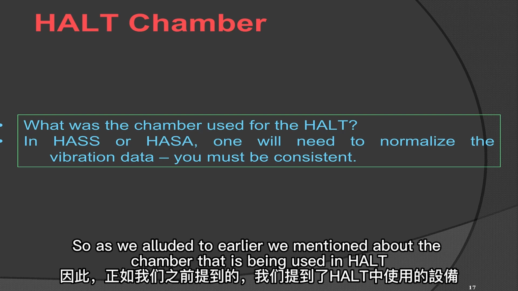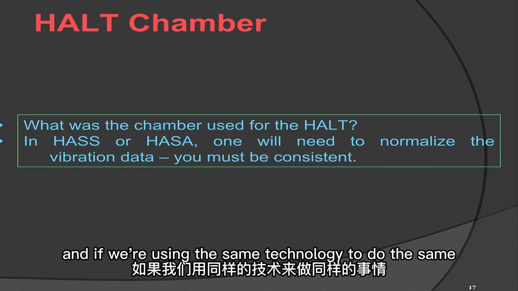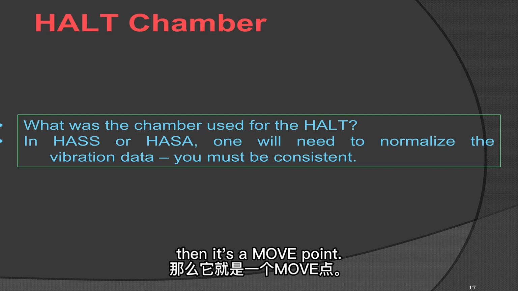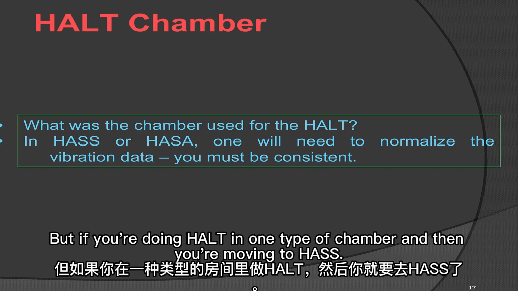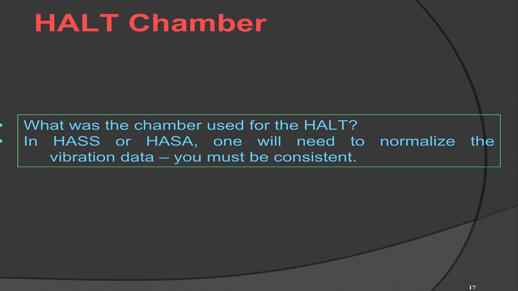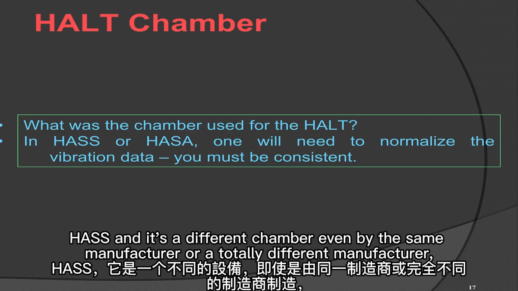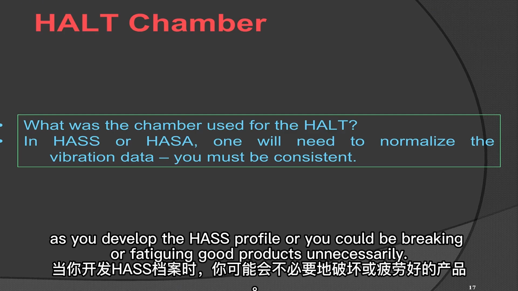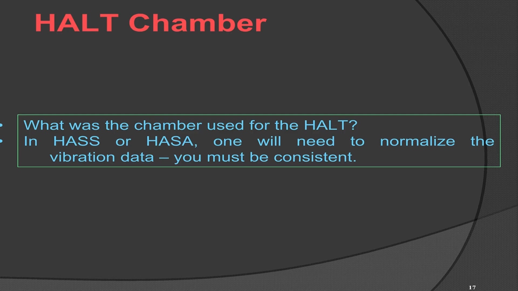So as we alluded to earlier, we mentioned the chamber that is being used in HALT, and if we're using the same technology or manufacturer to perform HASS or HASSA, then it's a moot point. But if you're doing HALT in one type of chamber and then you're moving to HASS or HASSA and it's a different chamber, even by the same manufacturer or a totally different manufacturer, you need to consider that difference as you develop the HASS profile. Or you could be breaking or fatiguing a good product unnecessarily.